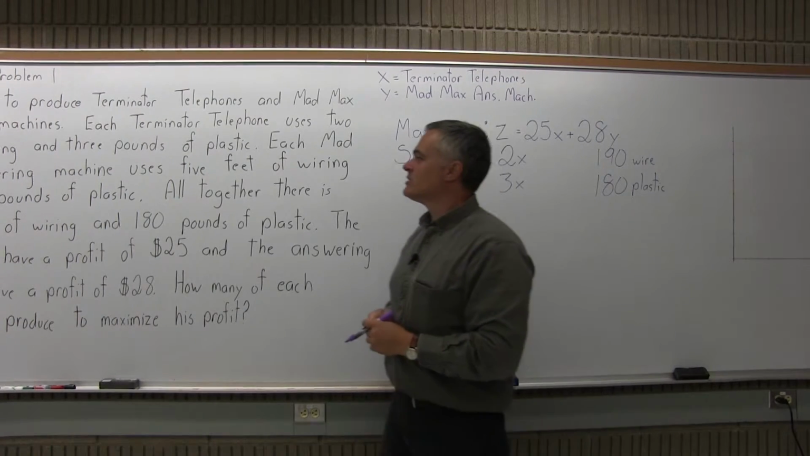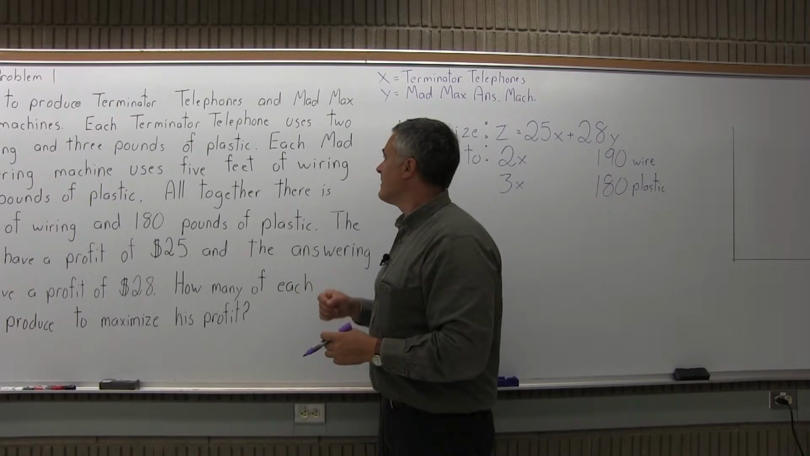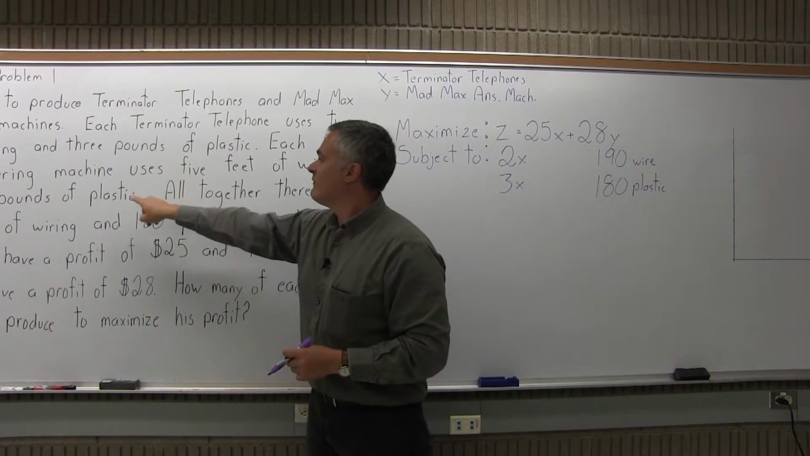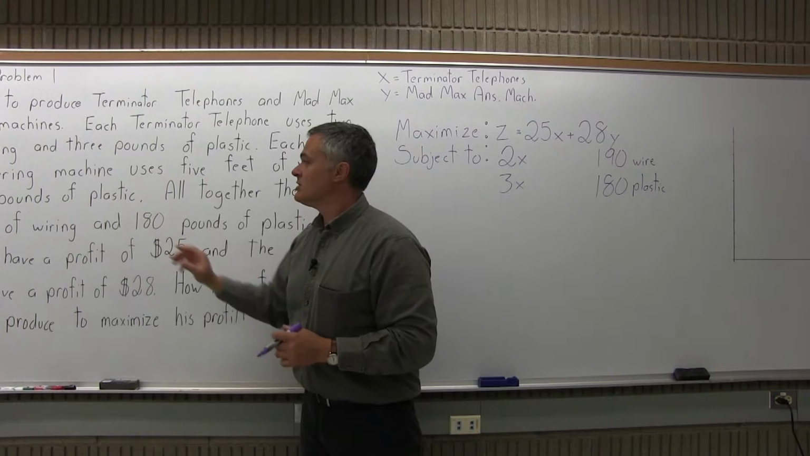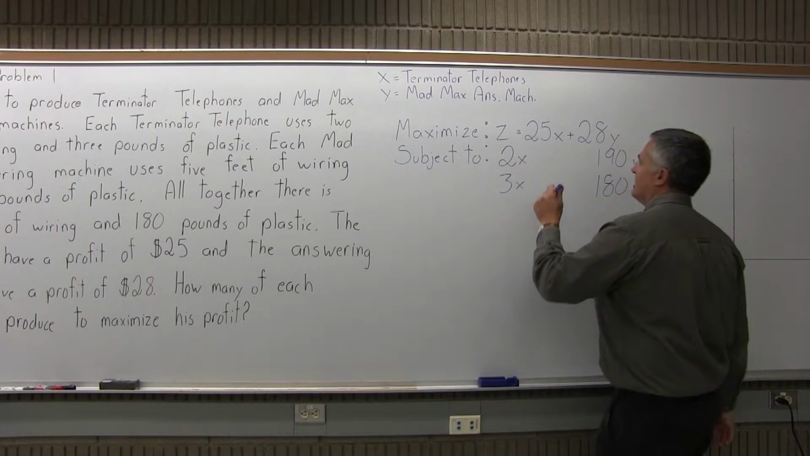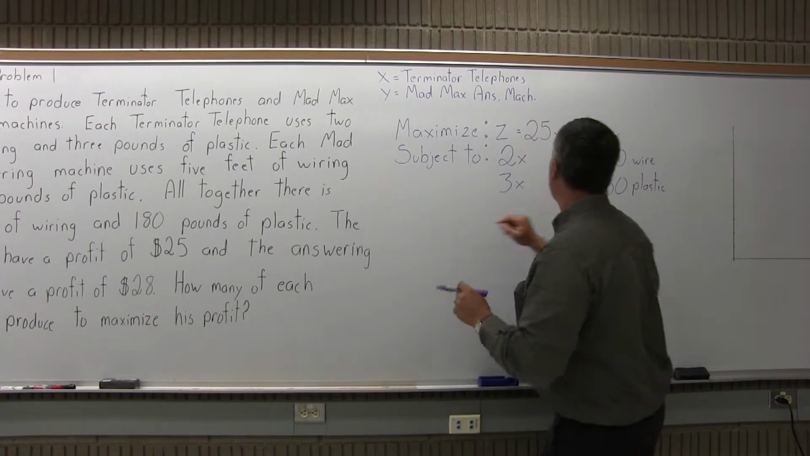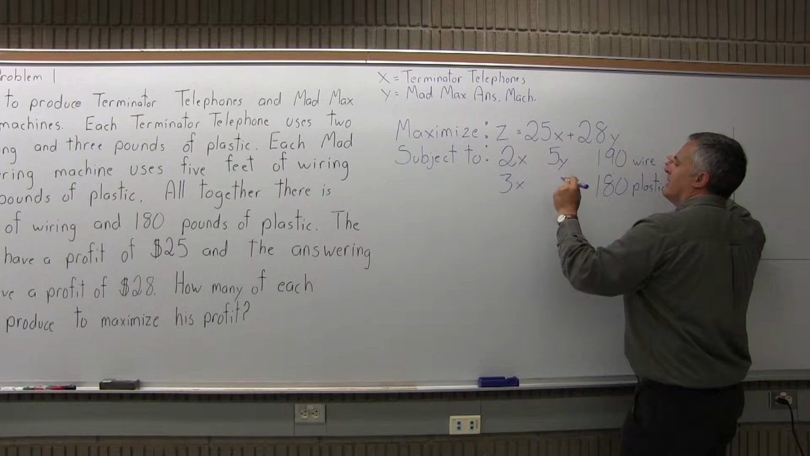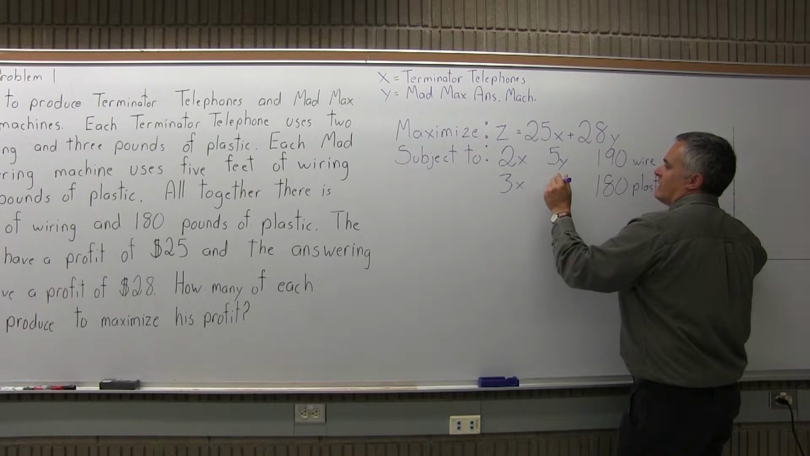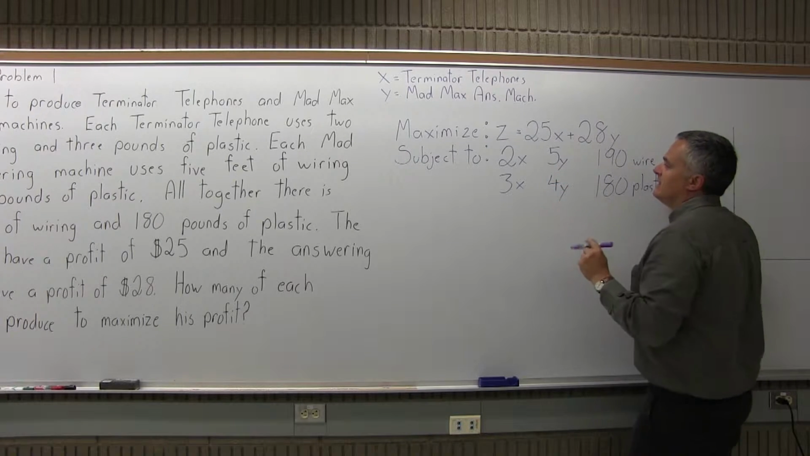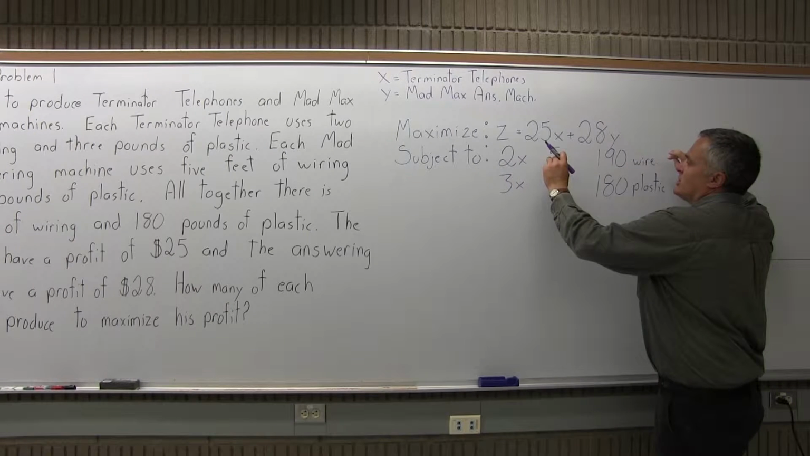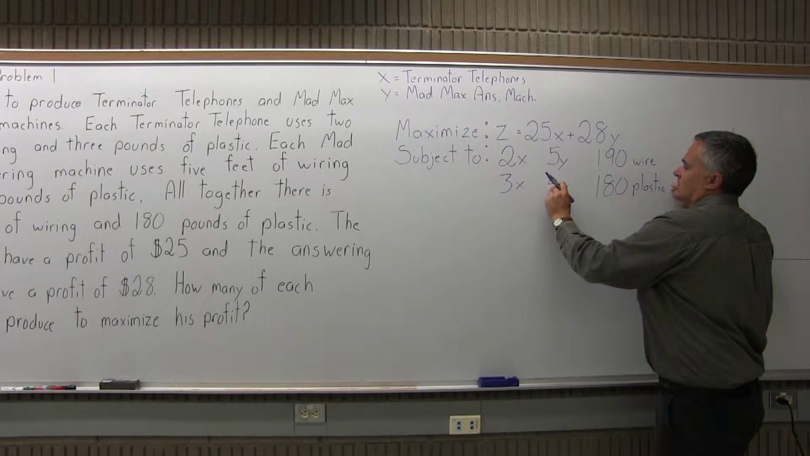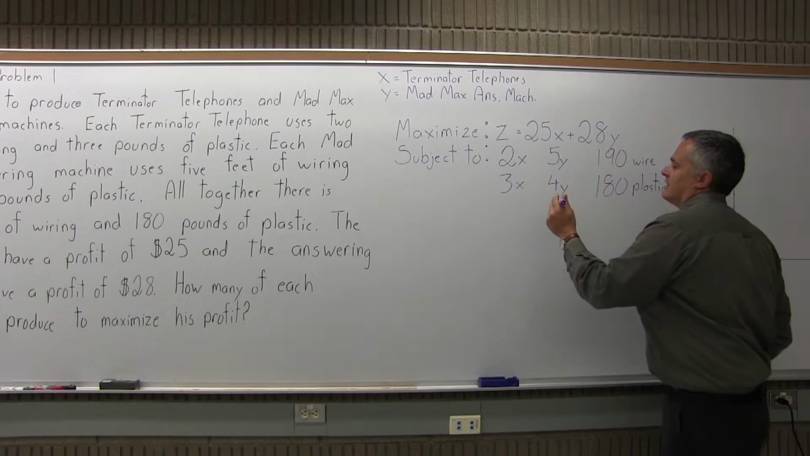So now let's go to the answering machines, which are Y. Each Mad Max answering machine uses 5 feet of wiring and 4 pounds of plastic. So again, answering machines are Y. So 5 feet of wiring. So in my wiring constraint, I'm going to have 5Y. And in my plastic constraint, 4Y. So again, the answering machines are Y. Each answering machine uses 5 feet of wiring, and each answering machine uses 4 pounds of plastic.